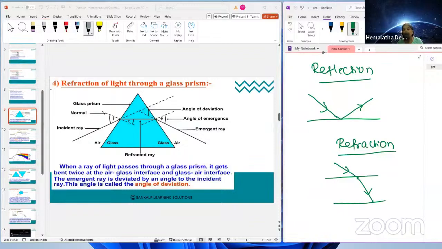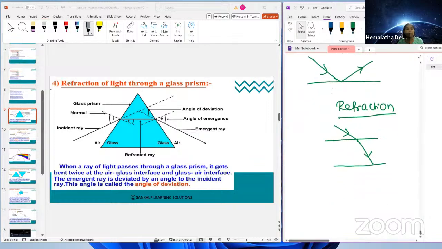What is the meaning of rarer and denser medium? Air is a rarer medium when compared to liquid, and liquid is a denser medium when compared to air. Same thing, if it is a solid medium, air is a rarer medium when compared to liquid, and liquid is a rarer medium when compared to solid.